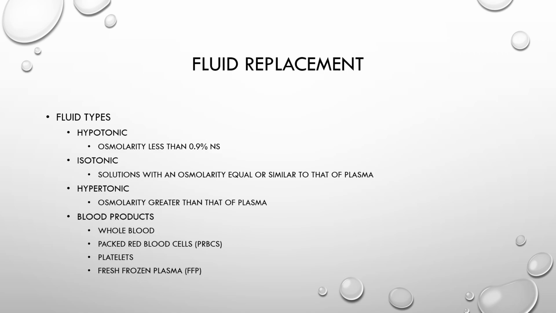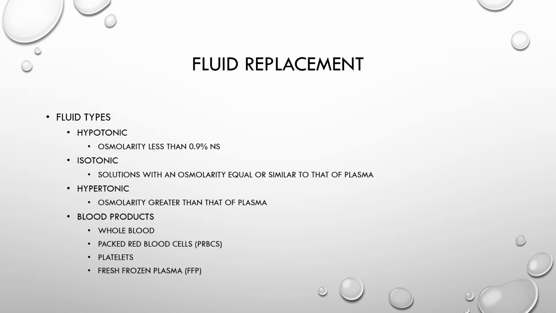Then we have our isotonic solutions, which has an osmolarity equal or about similar to plasma. So our normal saline, our 0.9 NS. Our lactated ringers, okay, a normal or an equal osmolarity to our blood. Then we have hypertonic saline, or hypertonic solution, which is going to have a high osmolarity. So this is like our D10, our D5s, our hypertonic saline, okay, our 3% saline.